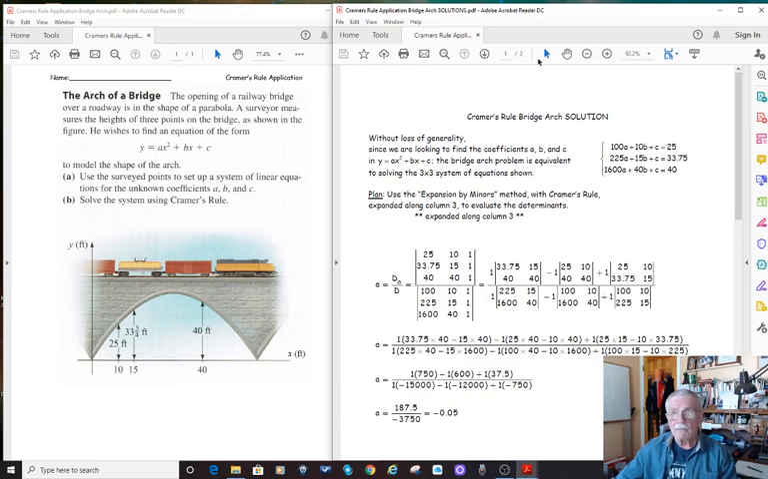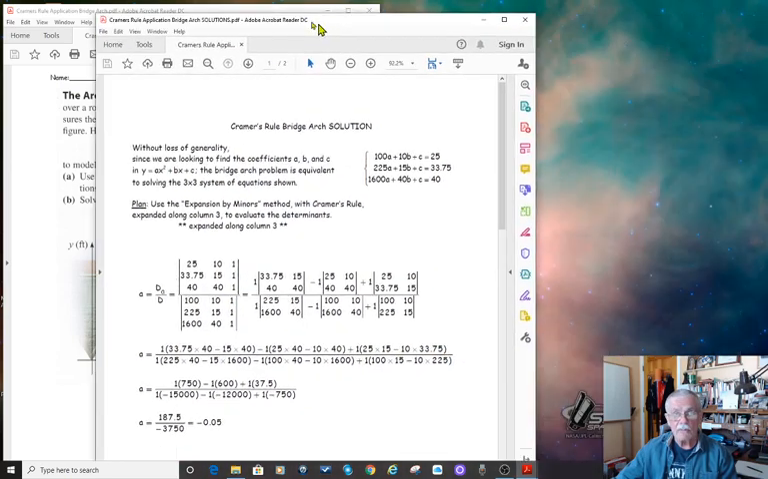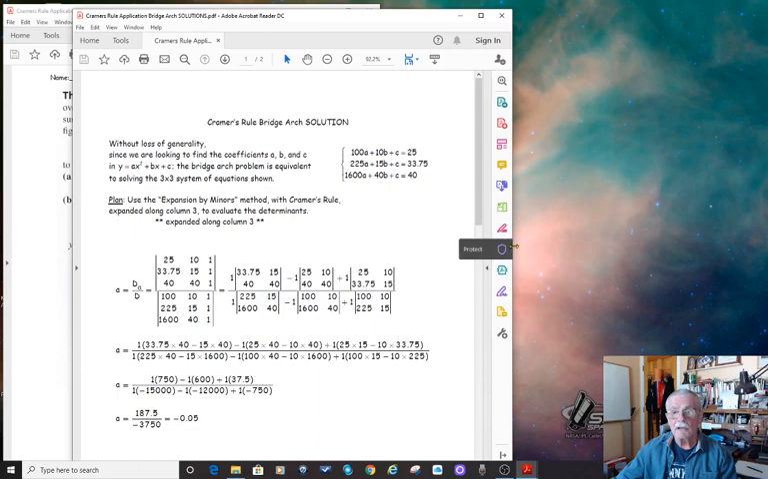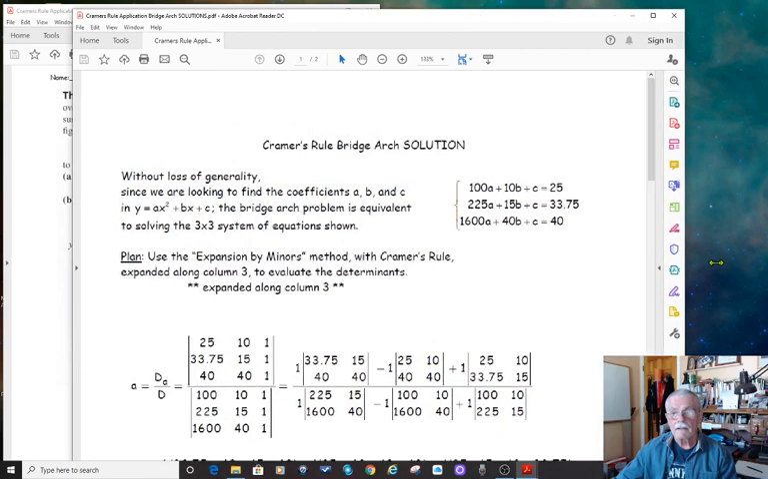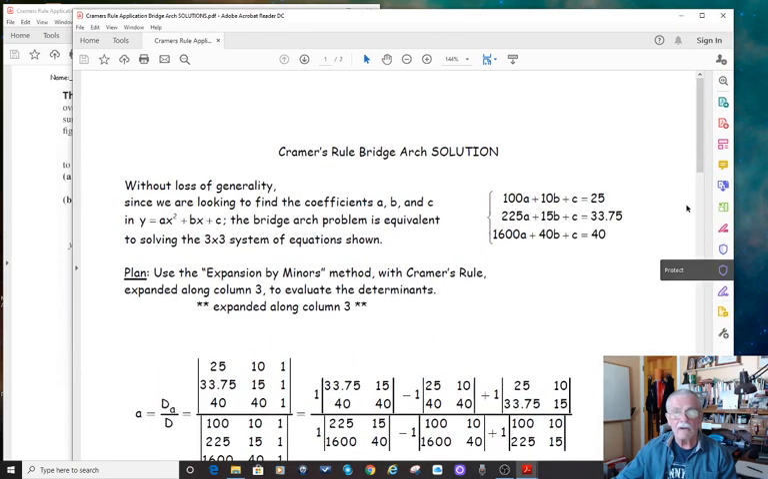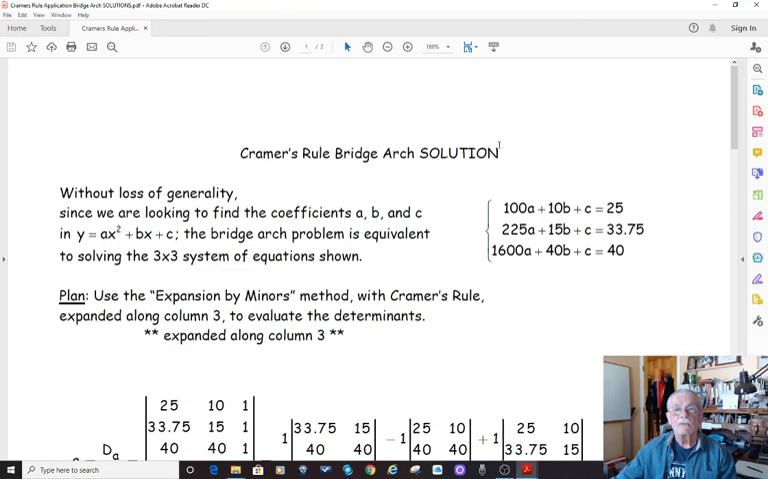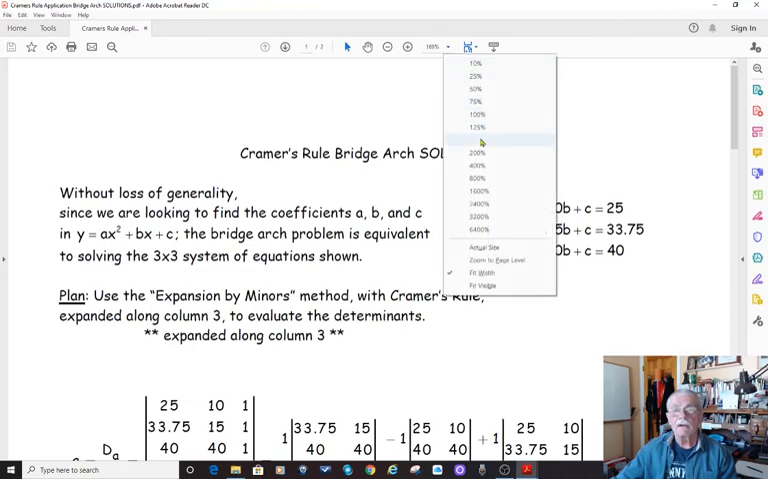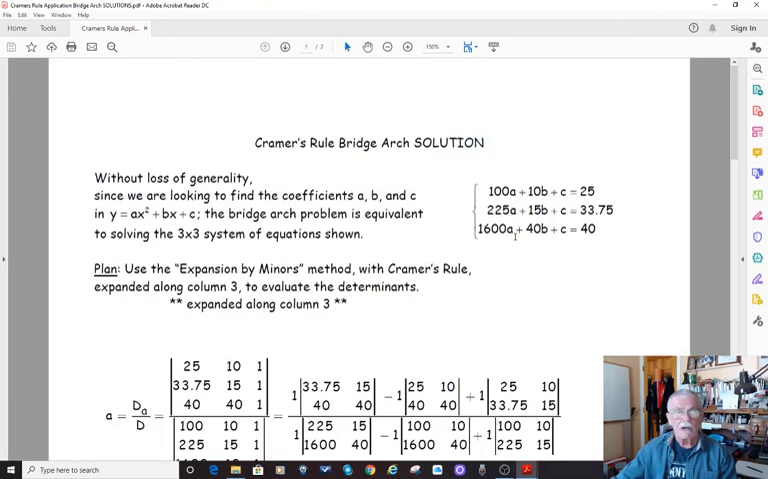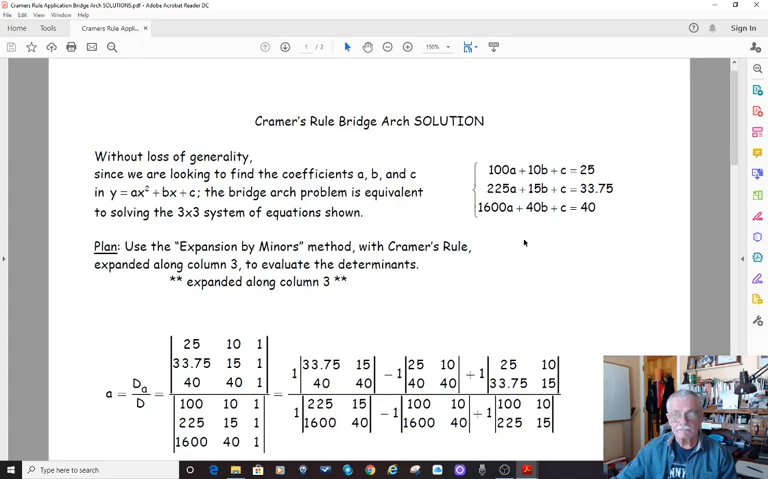All right, so what I'm going to do is make this a wee bit larger so we can see it better. Okay, expand this out. Let's see if this works. I want to get it down to 150%, so okay.